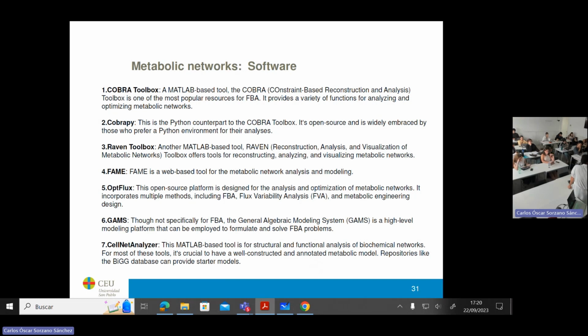And here's some software dealing with metabolic networks.